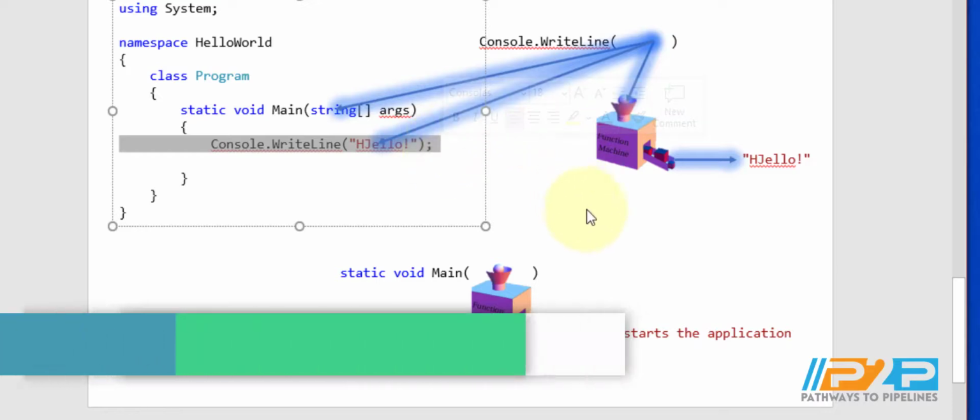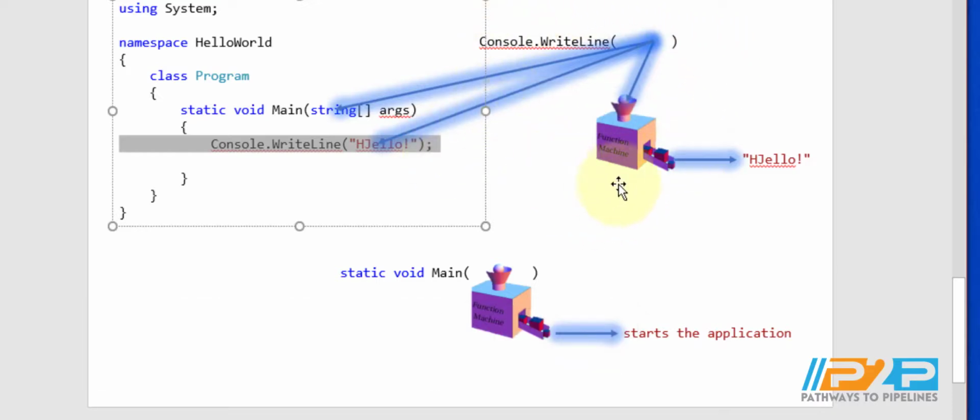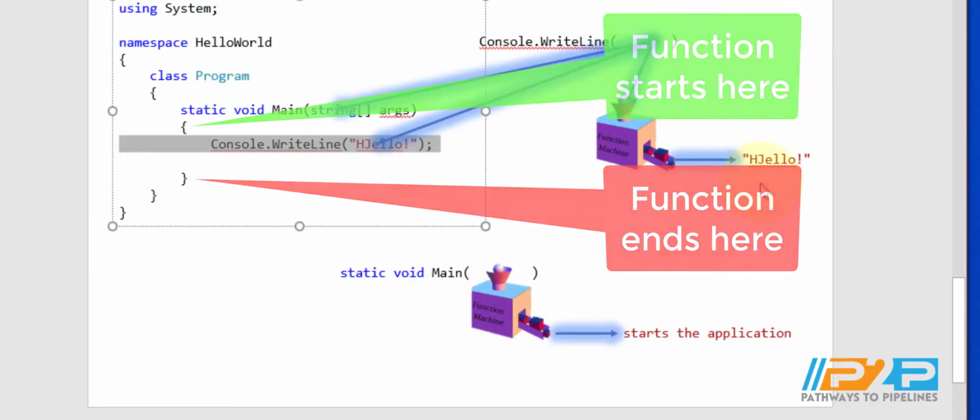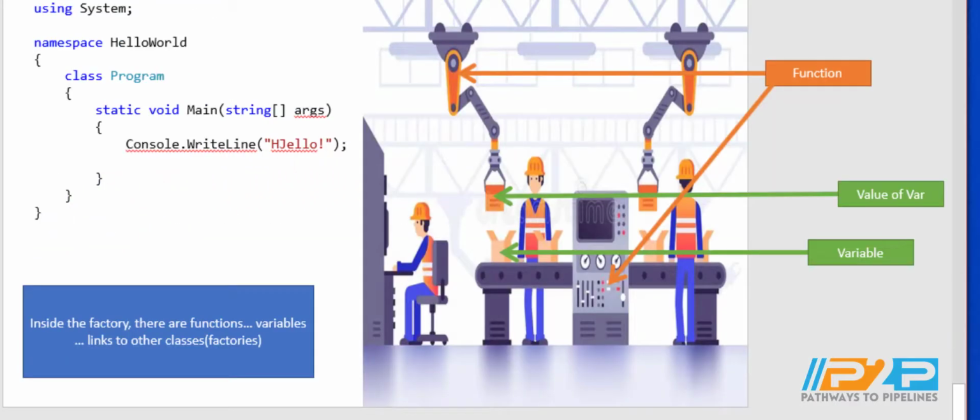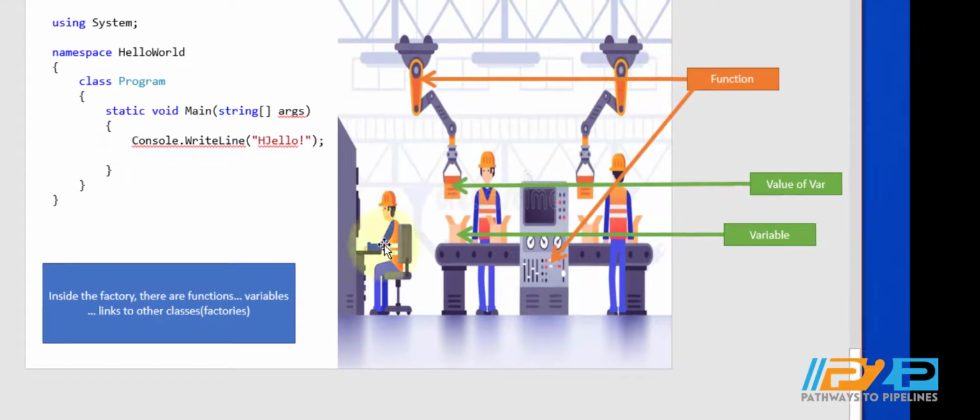So basically, this console write line is inside of the main function, and you can have multiple functions running other functions because that's what functions do. They simply do the job that you ask them to do. They output stuff, they take in things. It's just that simple. So if we look at this on a larger scale, we'll look at this inside of this factory. Inside of this factory, everything is an object. Okay, so inside of code, basically everything is an object.